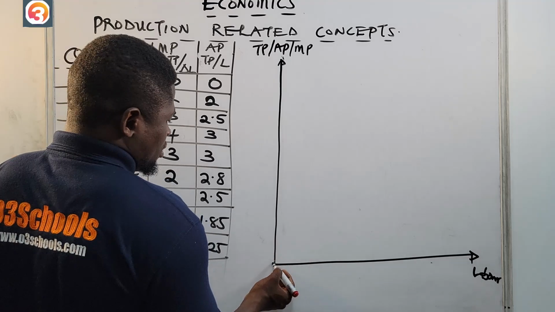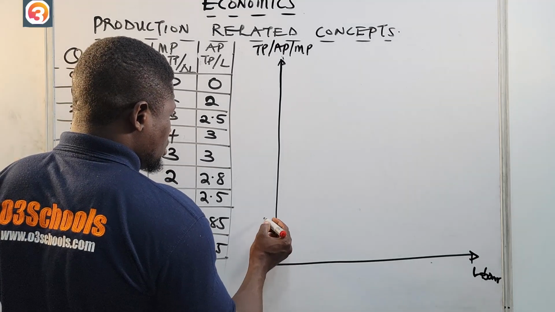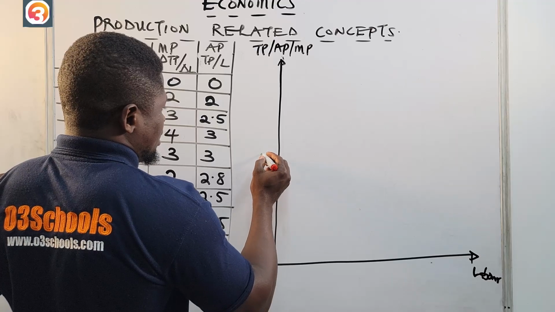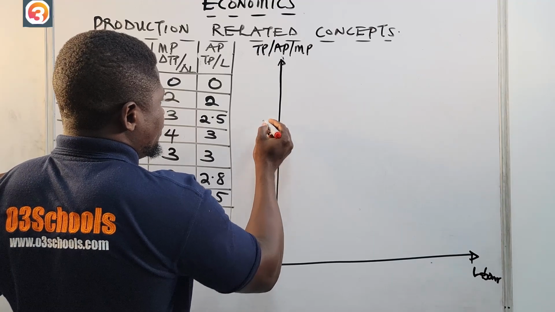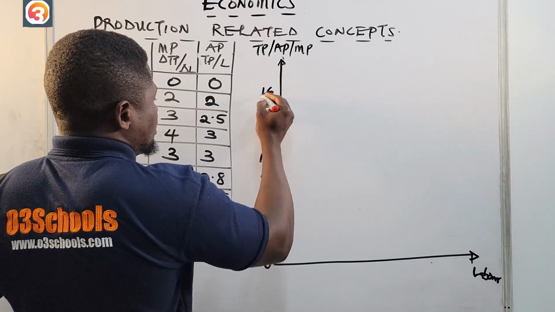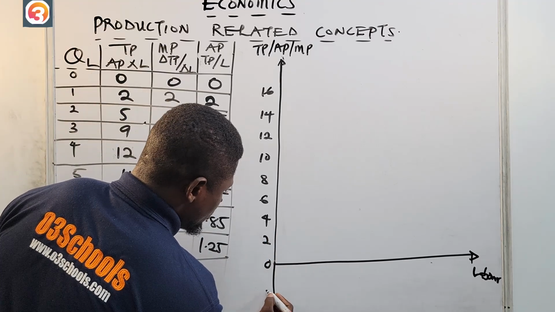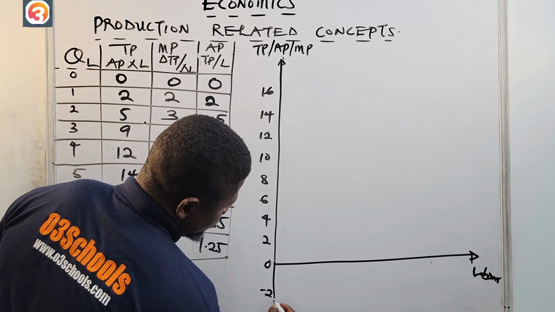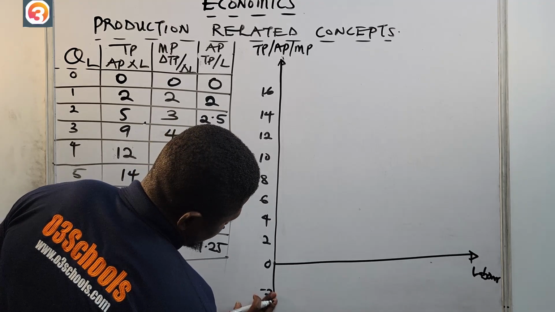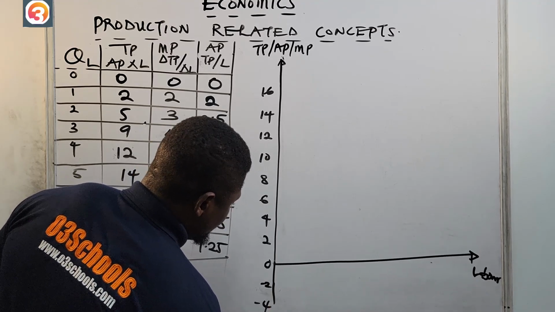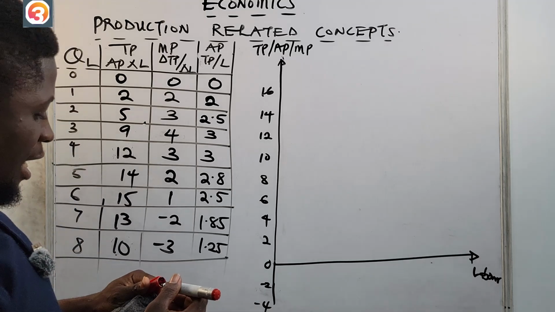So now, here is 0, here is 2, here is 4, here is 6, here is 8, here is 10, here is 12, here is 14, here is 16, okay? All right, then of course, here is minus 2, and here is minus 4, okay? Simple as ABC.